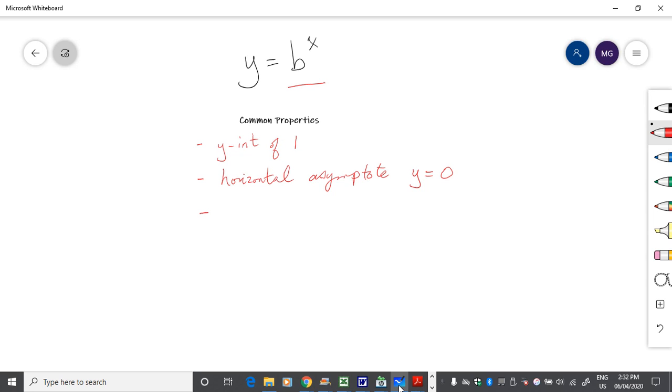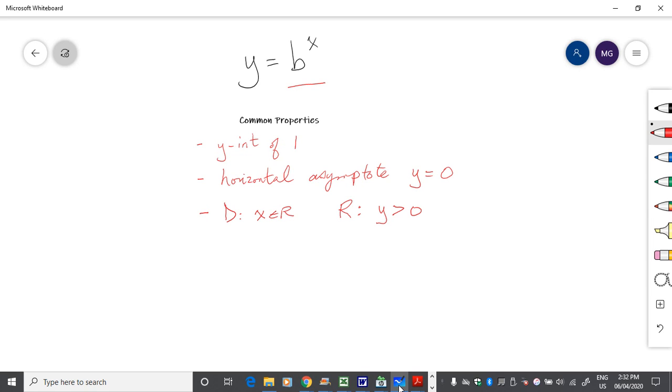Our domain and our range were the same for all of those graphs. I can sub in anything for my exponent. But regardless of what I sub in, if the base of my power is positive, my result will always be greater than 0.